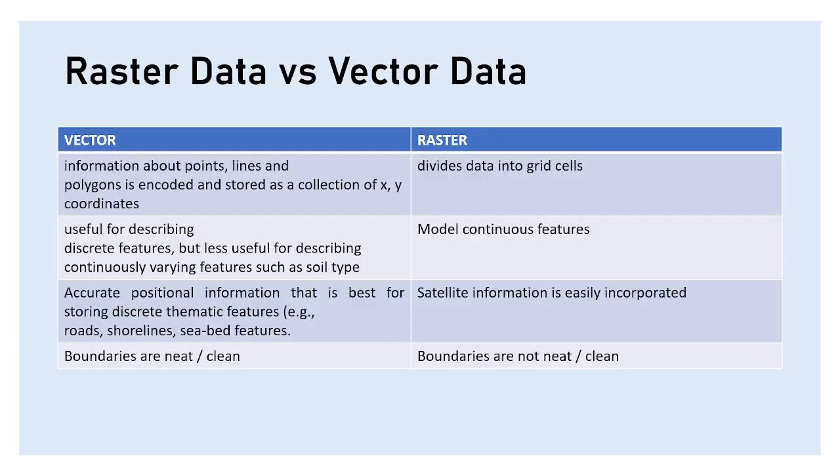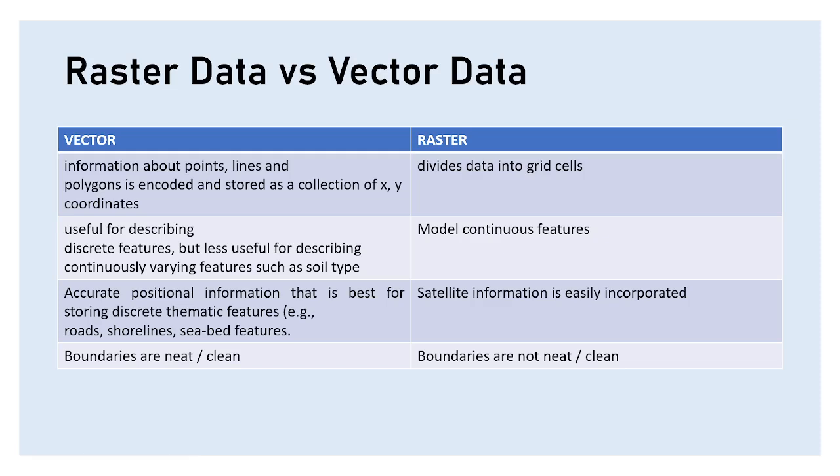Then, because we are using both data sets, it's not that one is better than the other. It depends on your requirement. Basically, the people's requirement sort of defines which data set we have to use. So vector data is useful for describing discrete features, but less useful for describing continuously varying features such as soil type. I hope you are able to understand that difference between vector and raster data.